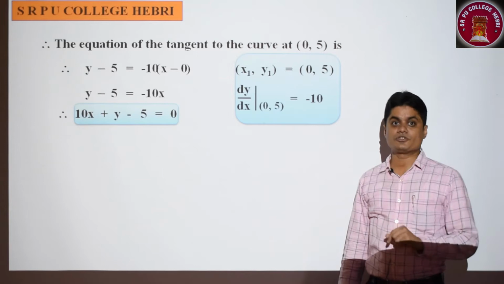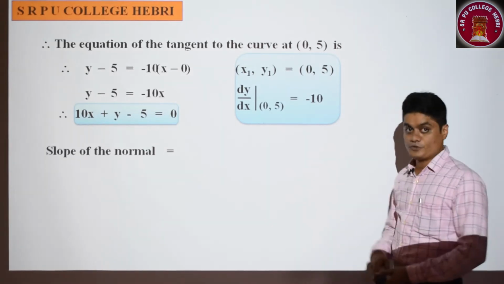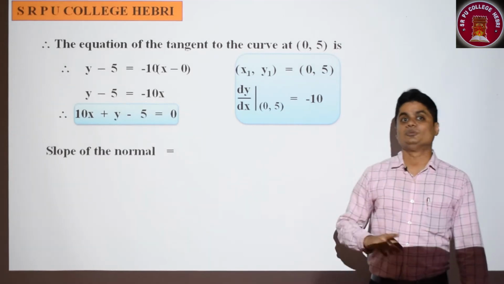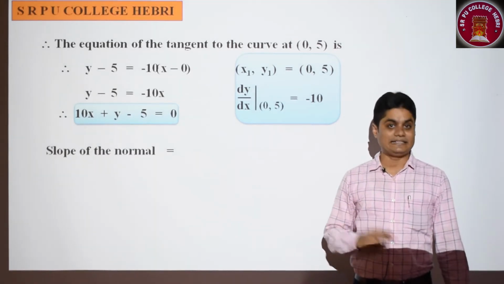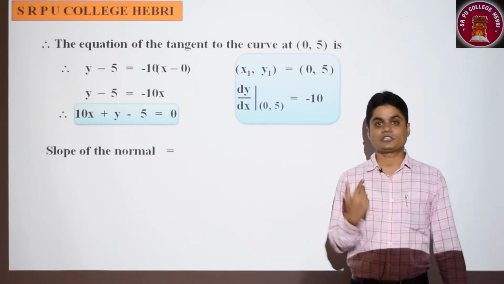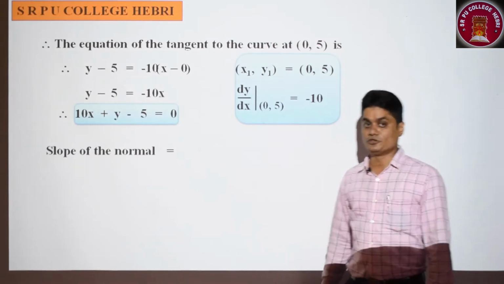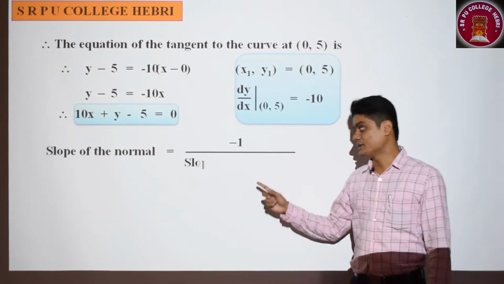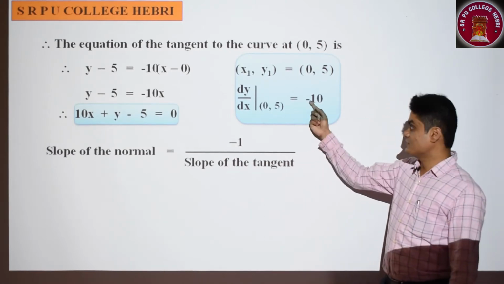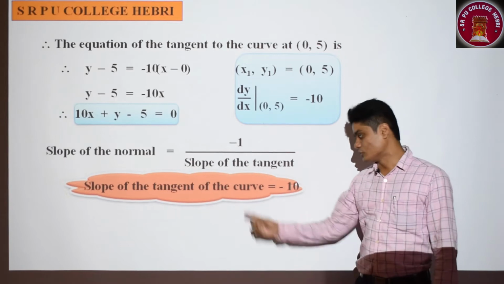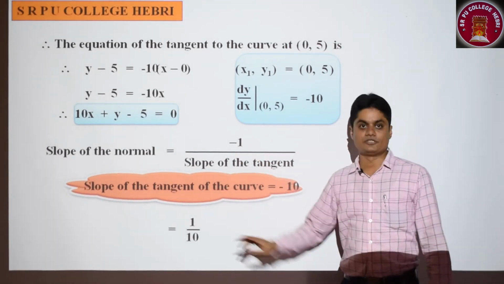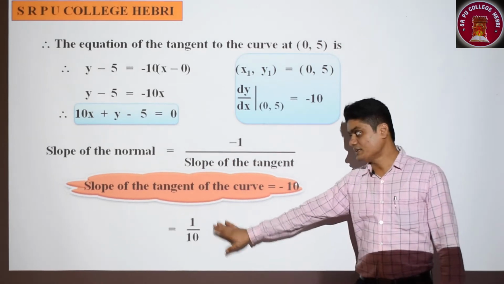In this question, one more part is there, the equation of the normal. To find the equation of the normal, first find the slope of the normal. How are the slope of the normal and the slope of the tangent related? Maybe you remember they are perpendicular to each other, so the product of the slopes is equal to minus 1. Therefore the slope of the normal is minus 1 by the slope of the tangent. The slope of the tangent is minus 10. Substituting, minus and minus cancel, and you will get 1 by 10. This represents the slope of the normal.